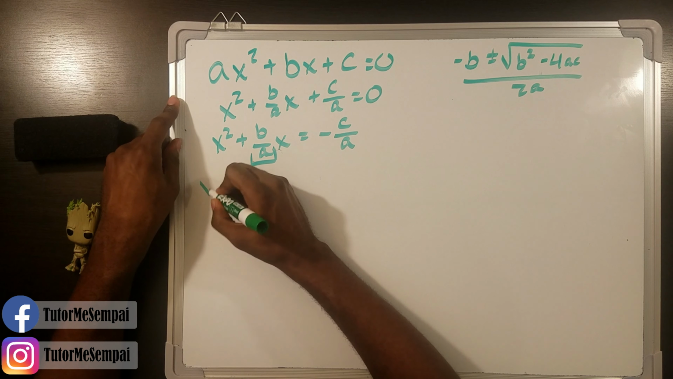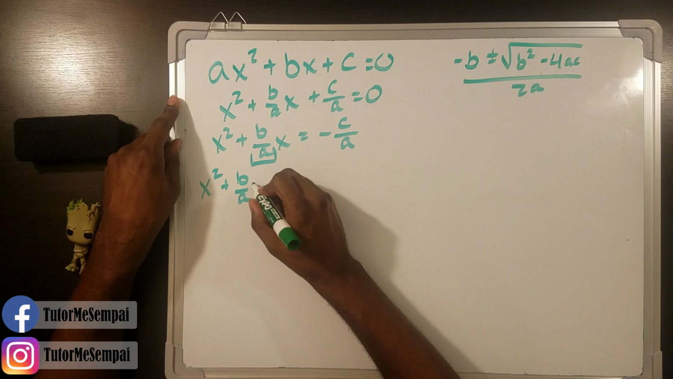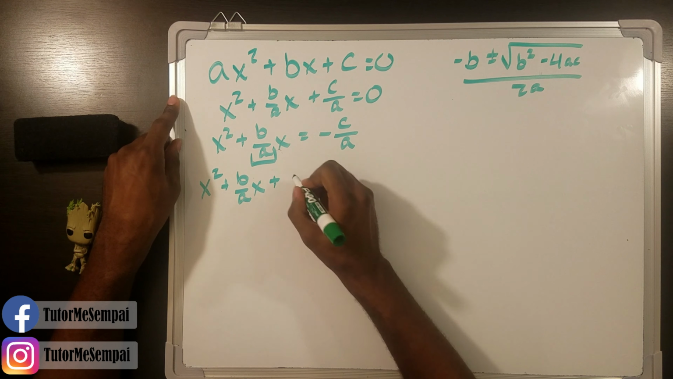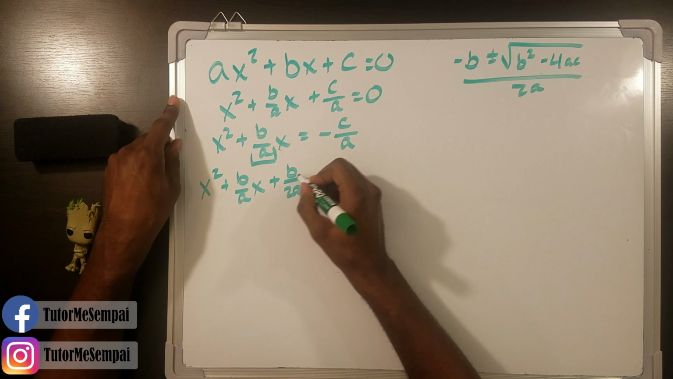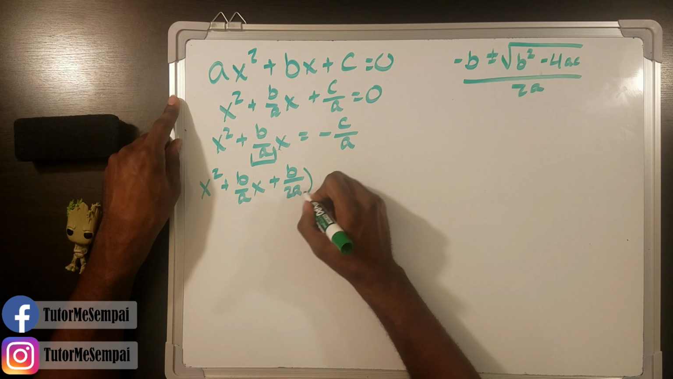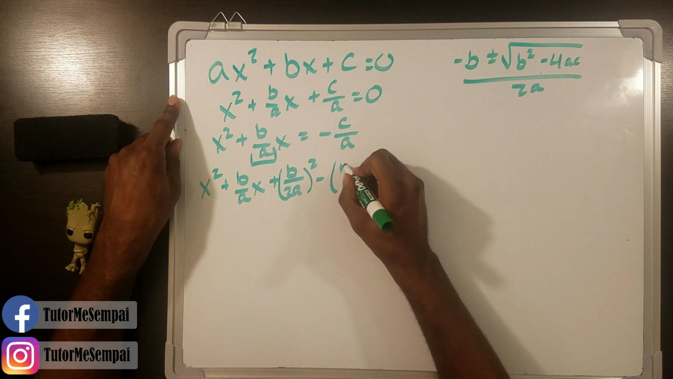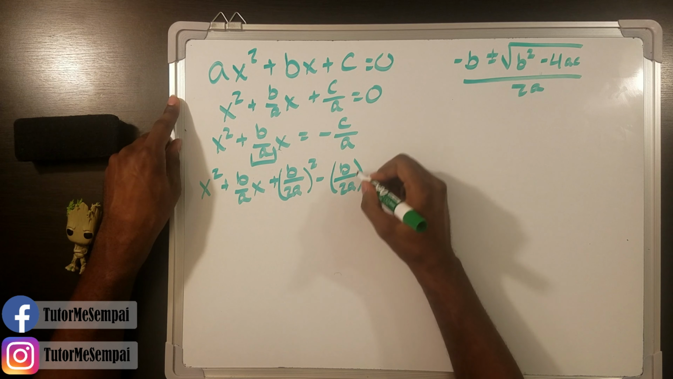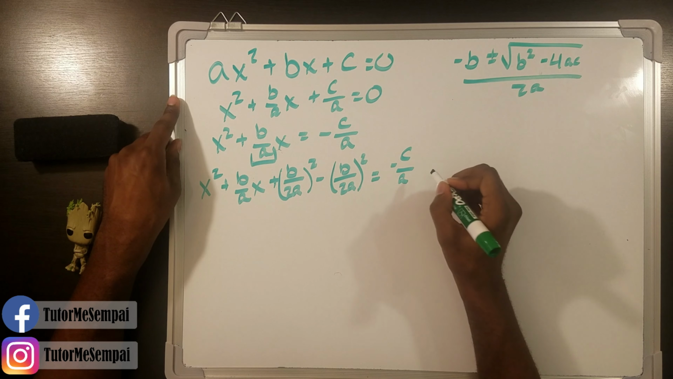So we have our x squared plus b over a x plus b over 2a, remember, we're having this squared, minus the same thing, b over 2a squared, equals negative c over a.